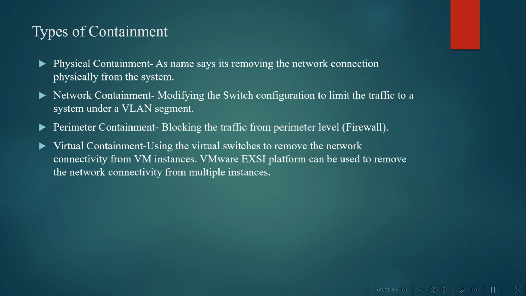But if multiple systems, around 30 plus or 50 plus systems, got impacted, in that kind of scenario, removing the LAN cable is not physically practical, right? So during that kind of scenario, we require the support of the network team to modify the switch configuration. They can limit the traffic in both directions, inbound or outbound, targeting a specific group of systems under a VLAN segment, so that particular VLAN can be isolated.